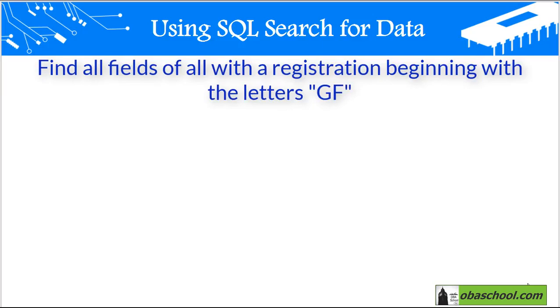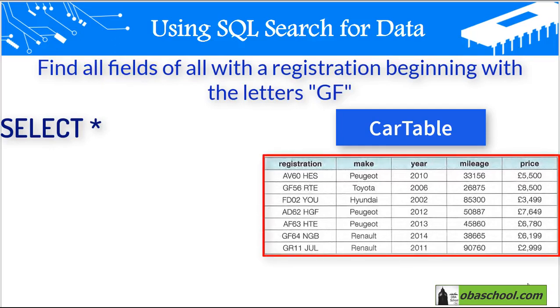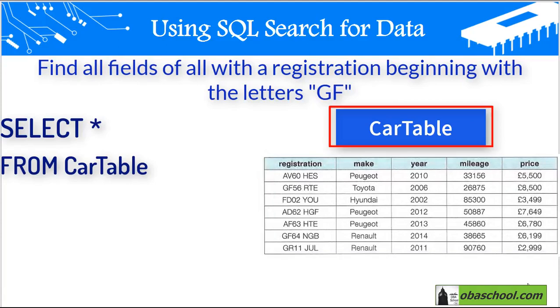So we want to find all fields of all cars with a registration beginning with the letters GF. When they said all fields, we put the star in the select statement. So now we are selecting all fields. From where should we select? From the car table. Now we will continue to the where statement, which is the condition.